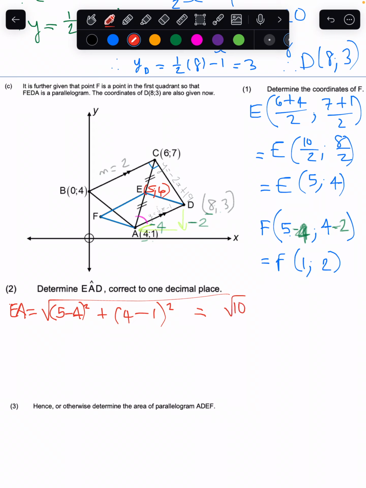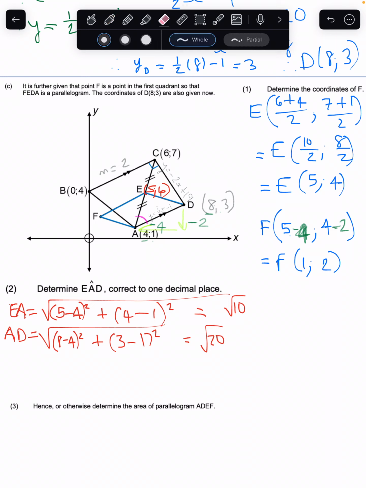And then AD is the square root of, so that will be 8 minus 4 squared plus 3 minus 1 squared. So that's 16 plus 4, so that's the square root of 20. I'm just going to keep it like that, instead of turning it into that, because I don't think there really is a purpose for that at this point. Leave that kind of stuff for right at the end, generally.